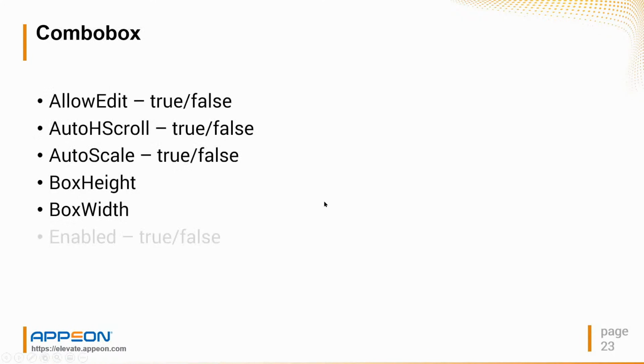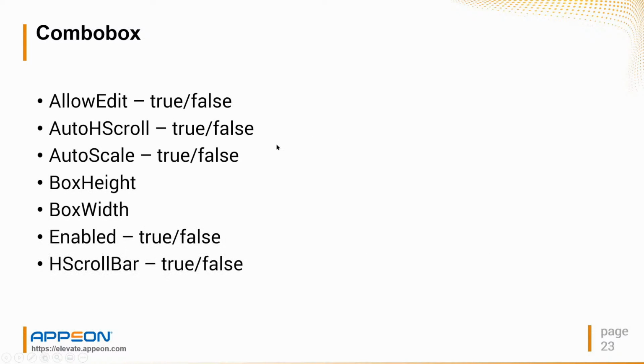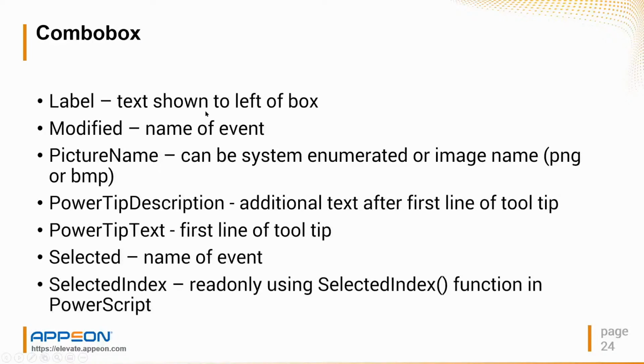Let's look at the combo box. This has got a whole lot of properties, so there's a couple screens here. So the combo box can be editable. It can have an auto horizontal scroll. There's a modified event, a selected event. It has a picture name. Once again, system enumerated or an image you provide. It has a power tip, just like the other controls, with the text and the description.